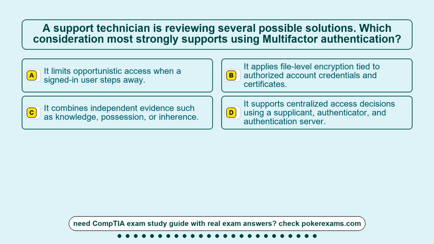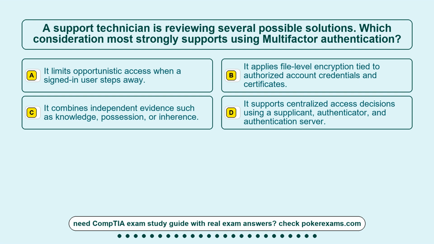Question 12. A support technician is reviewing several possible solutions. Which consideration most strongly supports using multi-factor authentication? Option A. It limits opportunistic access when a signed-in user steps away. Option B. It applies file-level encryption tied to authorized account credentials and certificates.